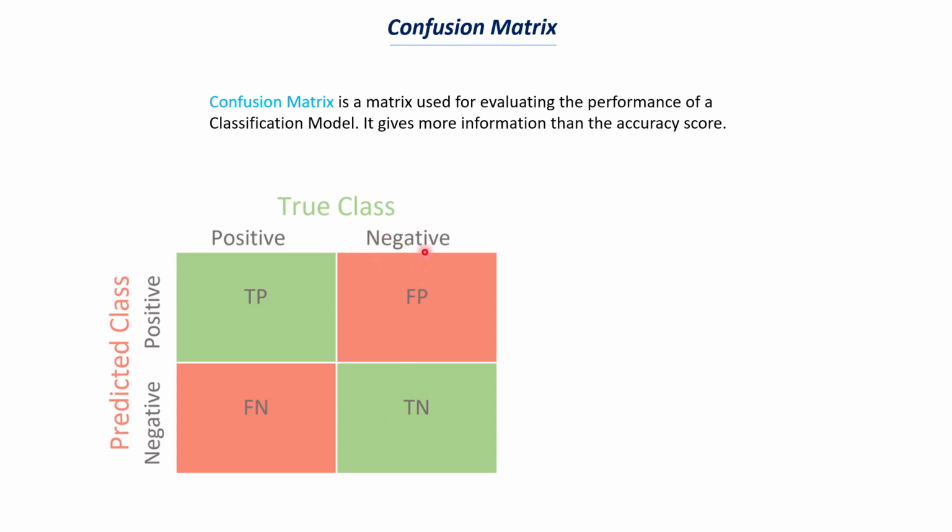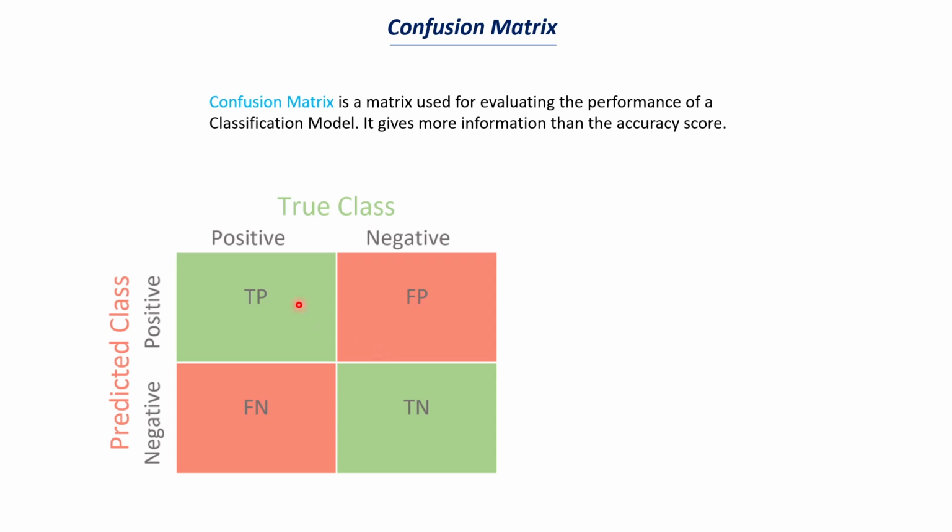So the person doesn't have COVID-19 infection, so they are really negative, and the model also predicted negative. So this is what we call a true negative. So these two green boxes represent my correct predictions, and these two red boxes represent my wrong predictions.